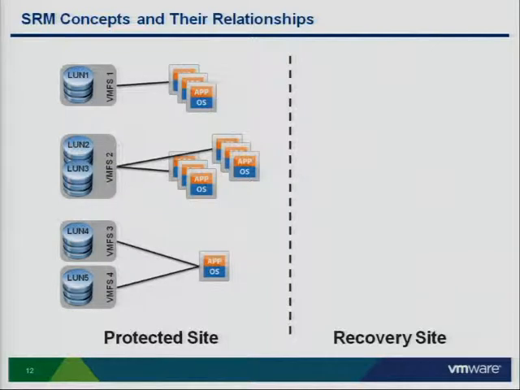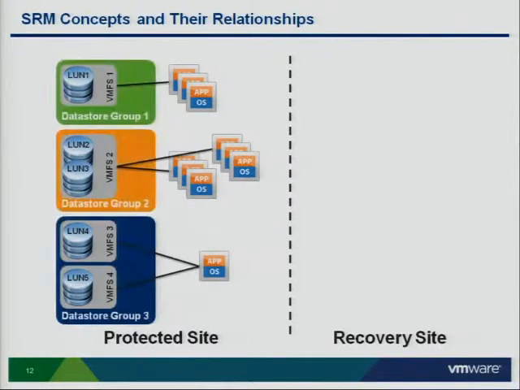LUNs 2 and 3 are used to provision a single multi-extent data store. And again, in this case, we've got a bunch of VMs that are provisioned off of that one data store, VMFS 2. LUNs 4 and 5 are a little different. They are used to provision two different data stores respectively, VMFS 3 and 4. However, there is a VM that spans those two data stores.